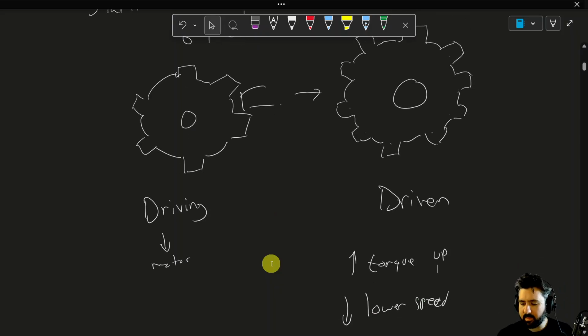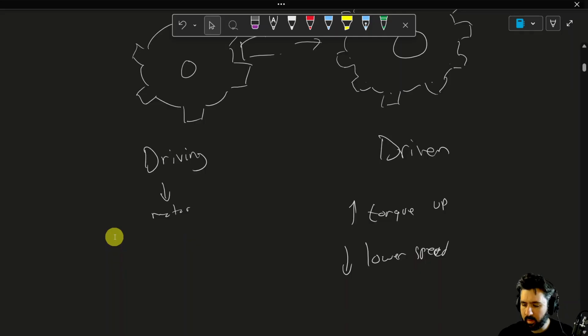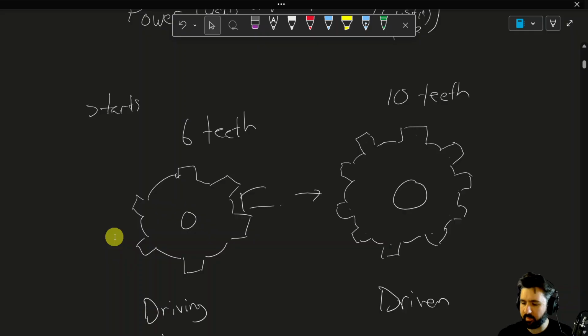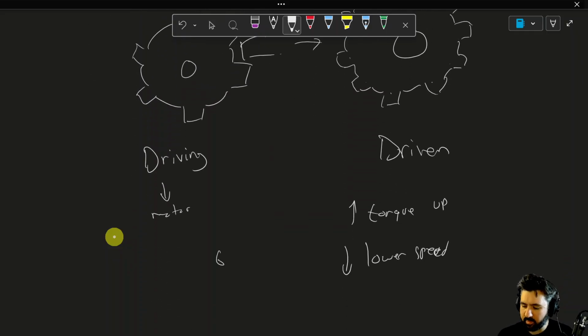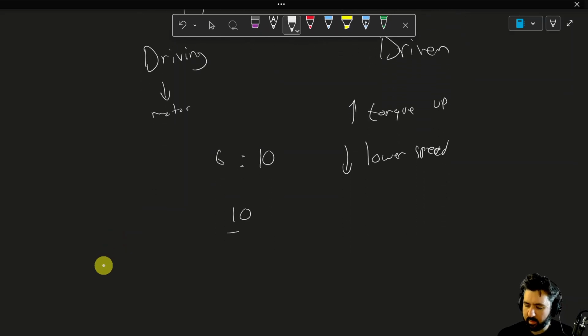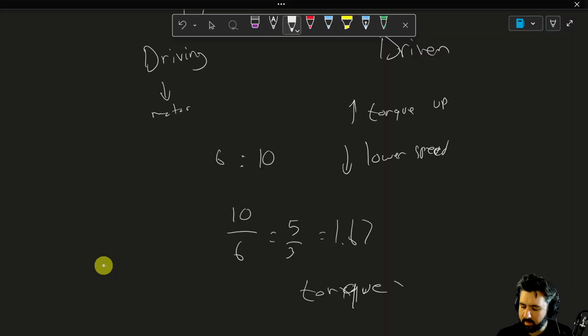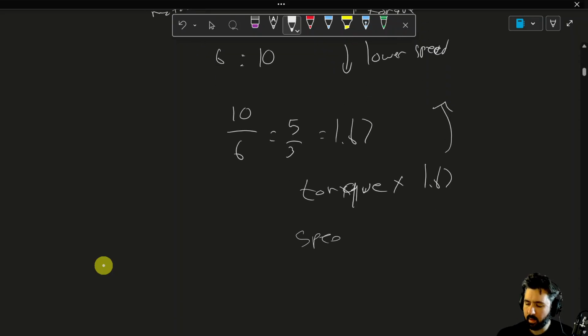So let's say in this case we have a ratio of 6 to 10, which would be 10 divided by 6, so that's going to be 5/3, which is about 1.67. Torque is going to be multiplied by 1.67 and the speed is going to be divided by 1.67. So that's basically how this works.